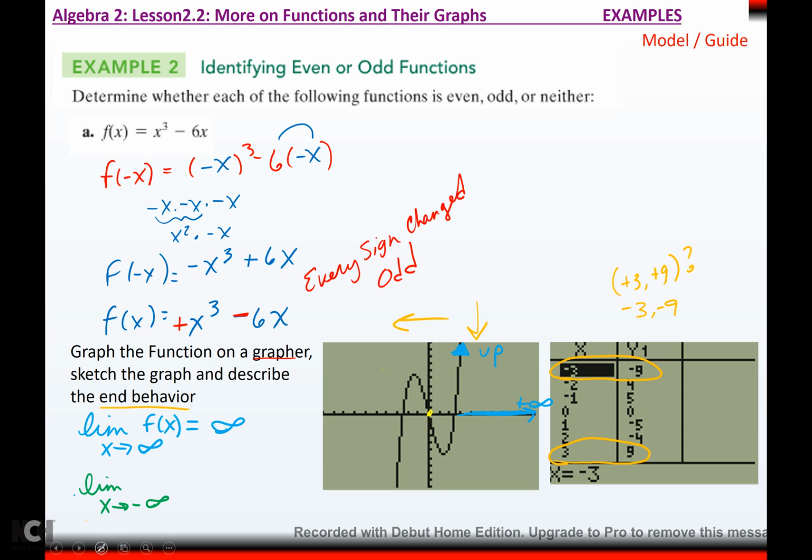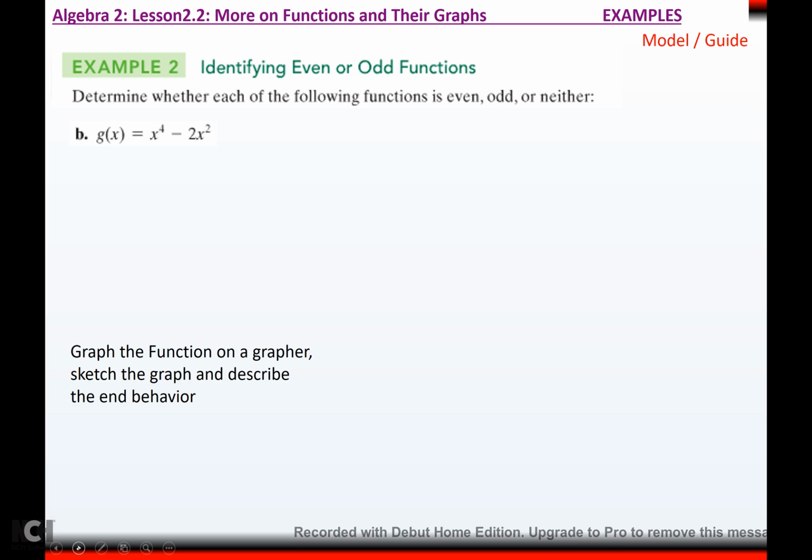To do the limit as x approaches negative infinity, I'm looking this way, because this way is negative infinity on the x-axis. And all you do is look at the direction of the tail on that side, which is pointing down, which says, as I pick smaller and smaller x's, the answers I get are smaller and smaller y's. So the function values, the y values, are heading also to negative infinity. There's your end behavior. Okay, let's try some more.